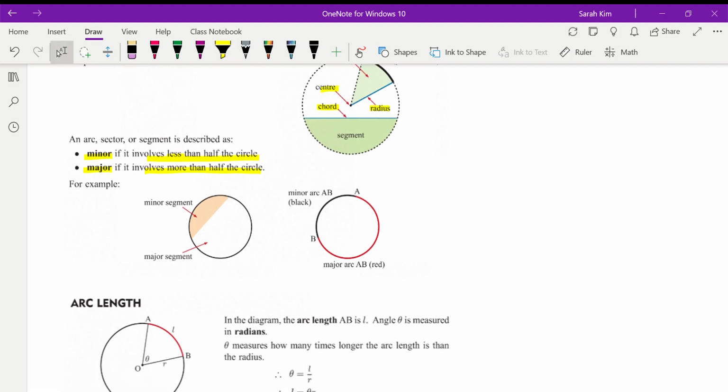So as you can see, these are both segments. This one's a minor segment because it involves less than half the circle. This is a major segment because it involves more than half of the circle. Similarly with this arc length, it's a minor arc because it's less than half of the circle. This one's a major arc because it involves more than half of the circle.